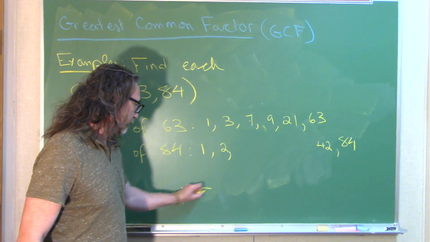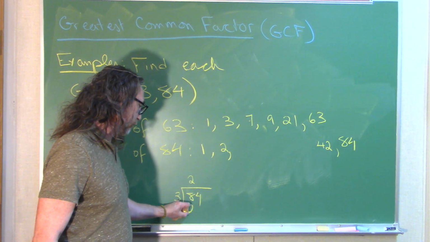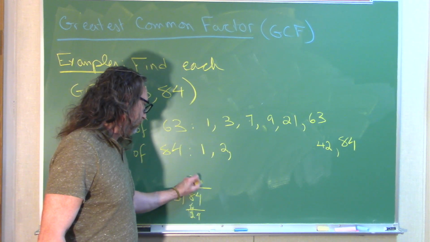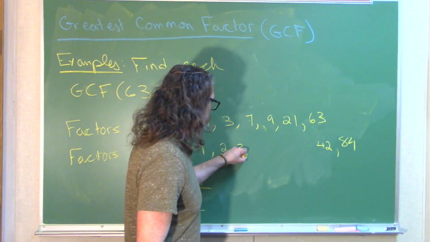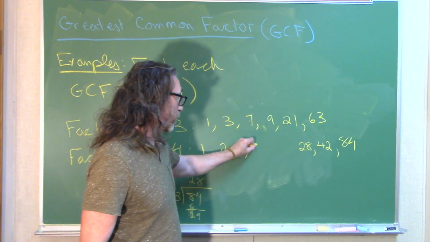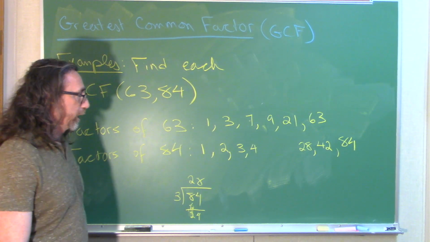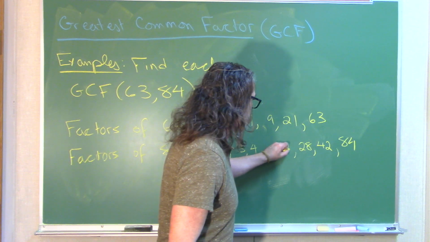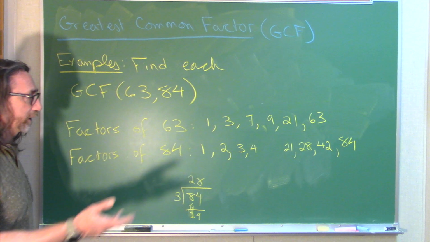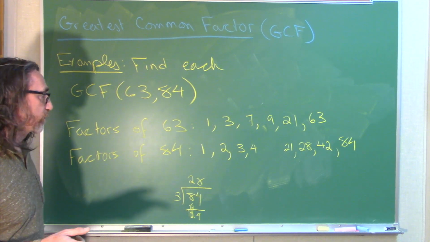3 into 84 would go in 2 times. 3 goes into 8 twice with 2 left over. 28. Okay, this is divisible by 4. Okay, let me see here. 4 times 21. If it's divisible by 2 and 3, it's got to be divisible by 6. So 6 and 14.